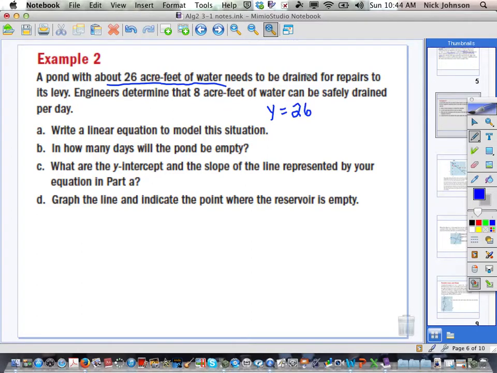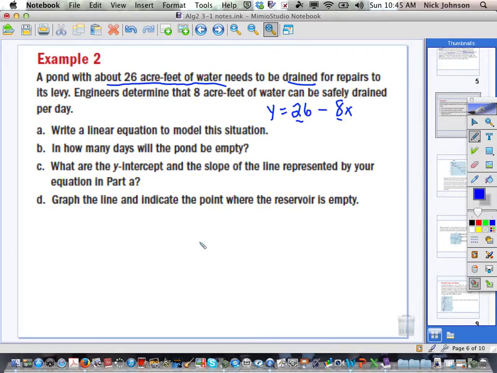And I'm draining water, so it's going to be minus. And how many acre-feet am I draining per day? Well, I'm draining 8 acre-feet per day, so it's going to be 8x. Everybody see how I got that? Starting value, this is my slope. I'm draining 8 per day.